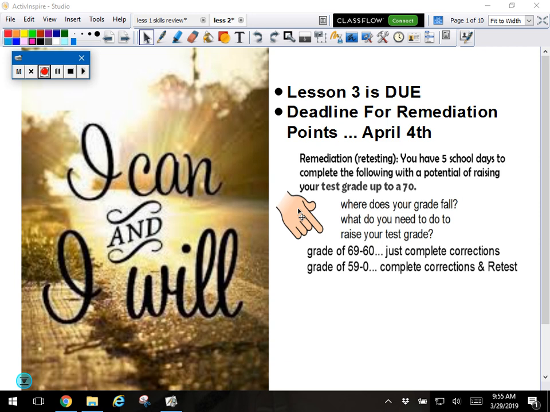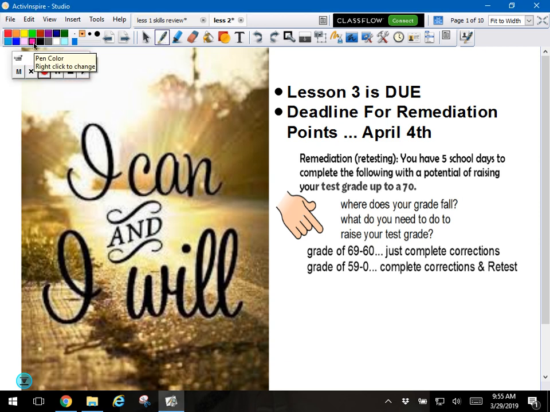Remember, we have 2 categories and you fall into one of the 2. If you're in the range of a 69 to 60, make sure you get those test corrections turned in as soon as possible. If you fall in the range of a 59 to a 0, you have to turn your corrections in and come in and take the retest. So that's a 2-step process and you have until Thursday, April the 4th. Please make sure you get that done.